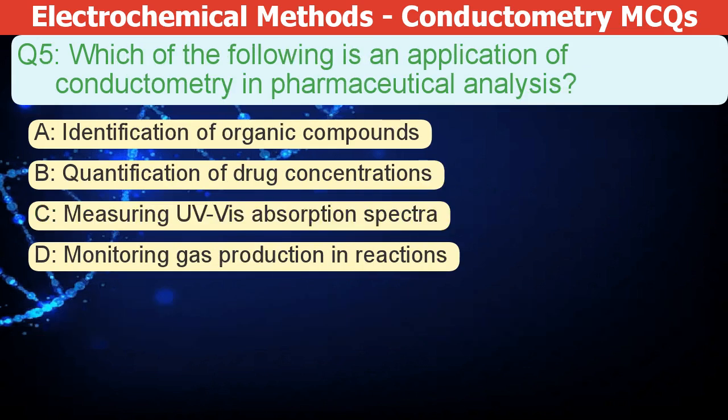Which of the following is an application of conductometry in pharmaceutical analysis? A. Identification of organic compounds. B. Quantification of drug concentrations. C. Measuring absorption spectra. D. Monitoring gas production in reactions.